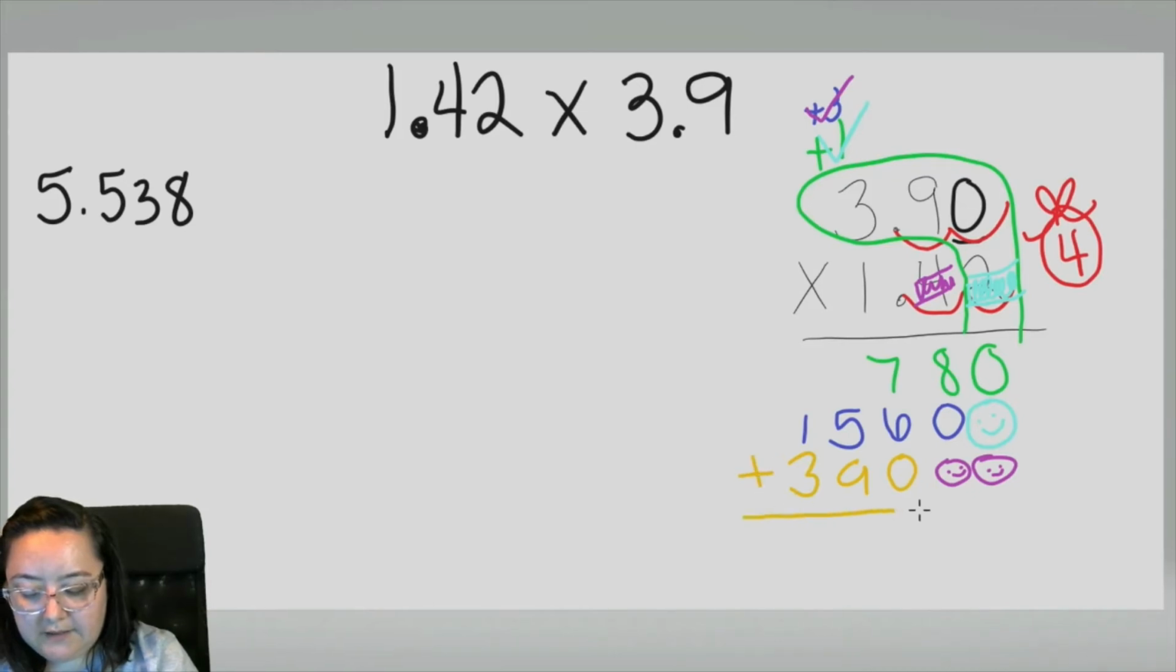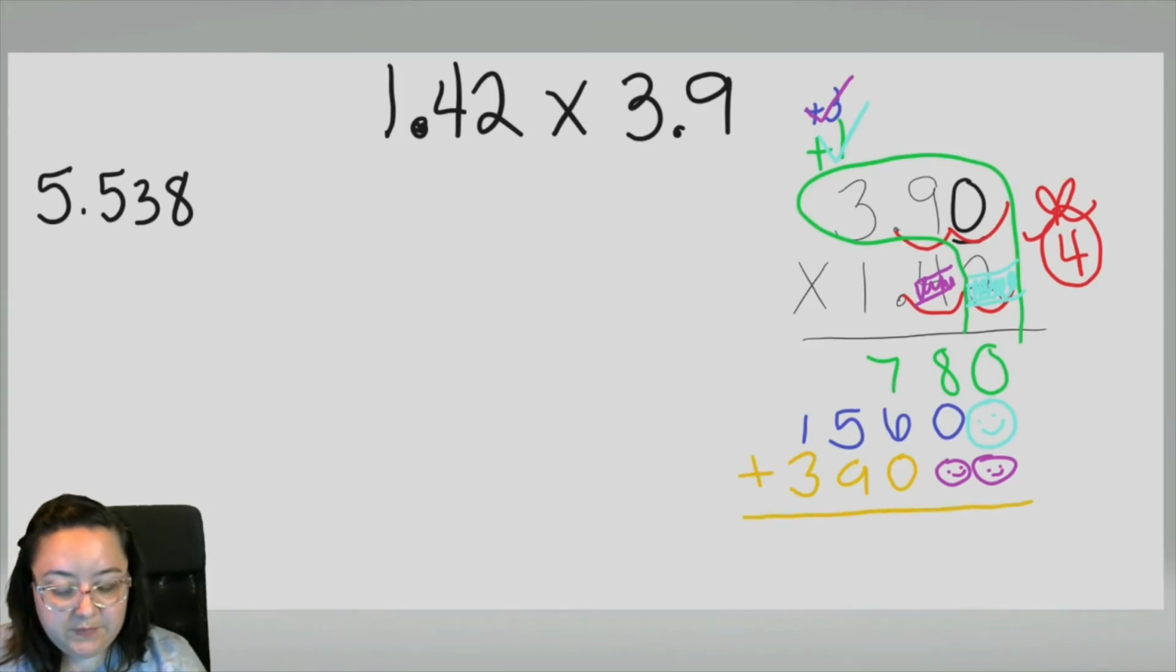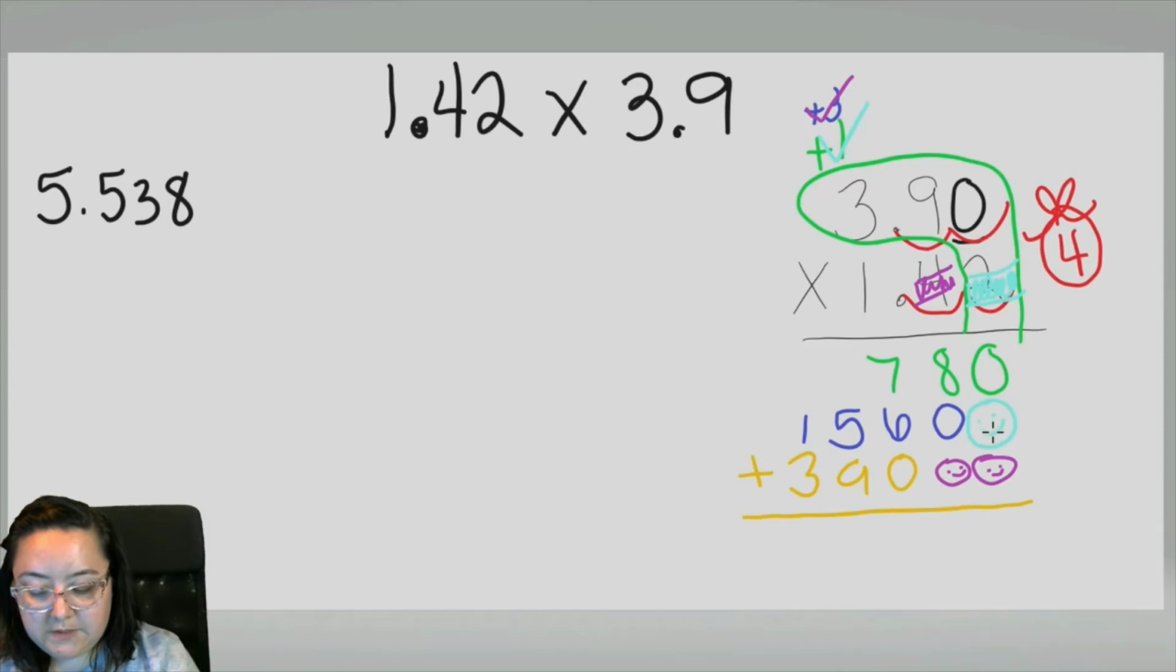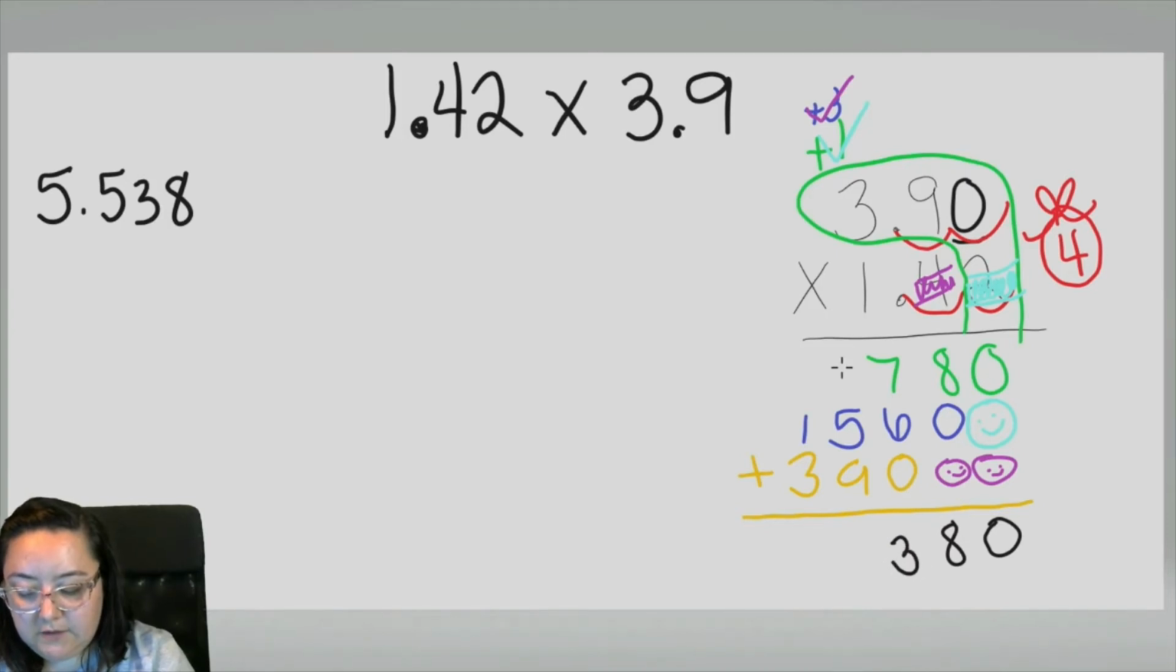Going to add these numbers together. 0 plus 0 plus 0. 8 plus 0 plus 0. 7 plus 6 is 13, and 13 plus 0 is still 13. Regroup that 1. 1 plus 5 is 6, and 6 plus 9 is 15.